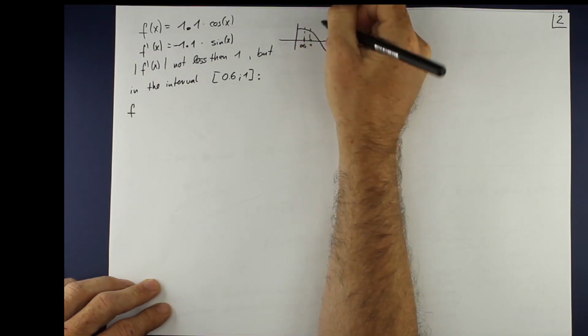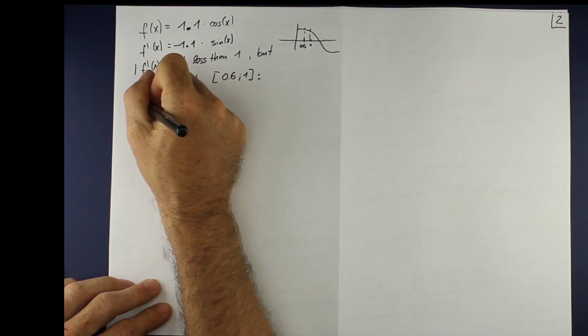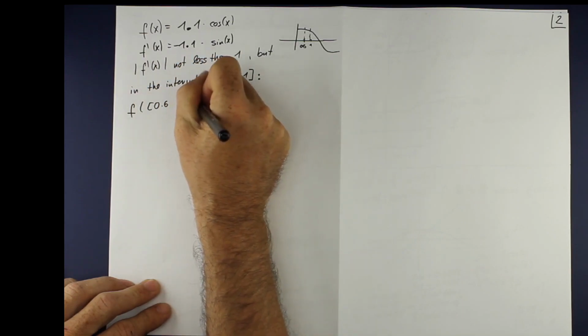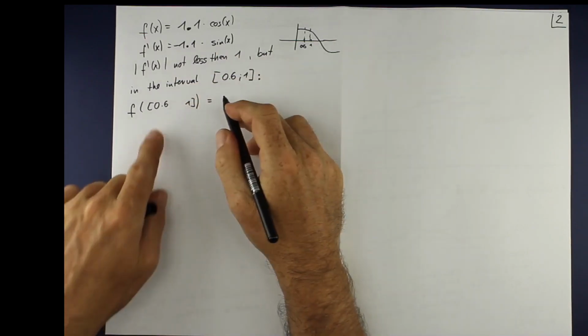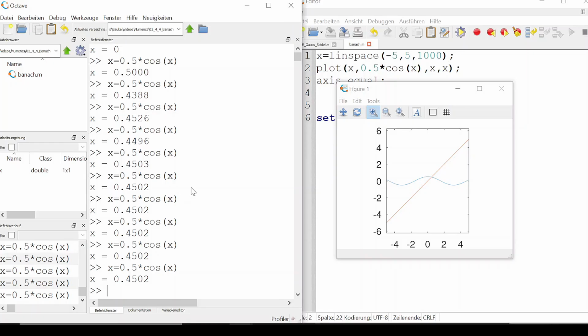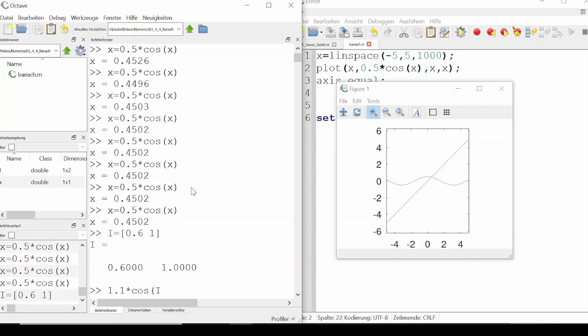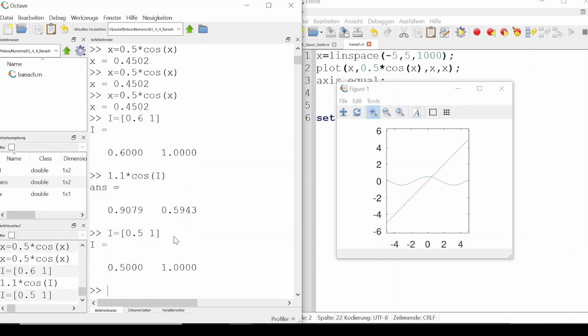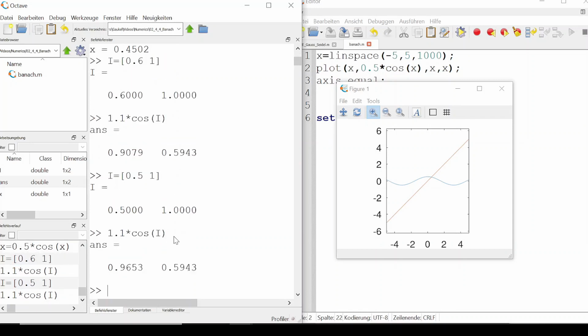And in that part we have the situation that f of 0.6 and f of 1... no, it was not 0.6, but we have to use 0.5. Yes, now indeed we have the situation that f of 1 is 0.59 and the value for 0.5 is 0.9653, and in between we are in between.